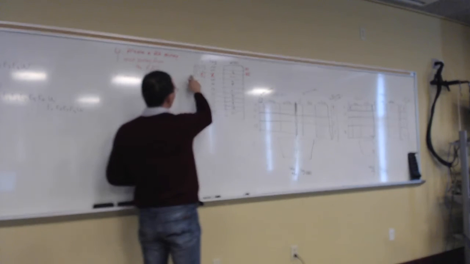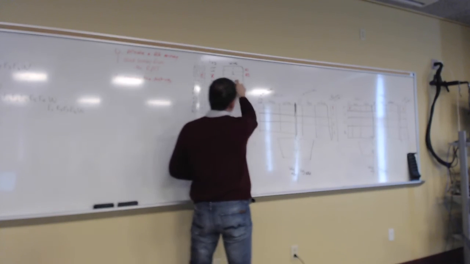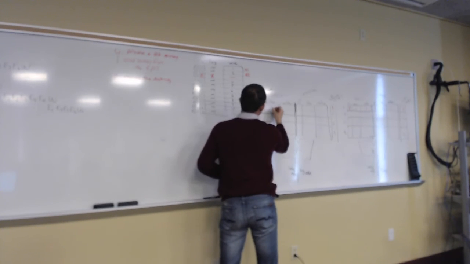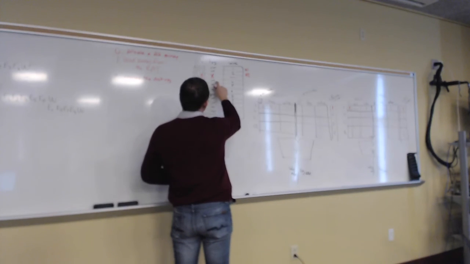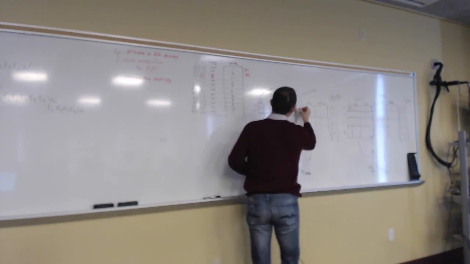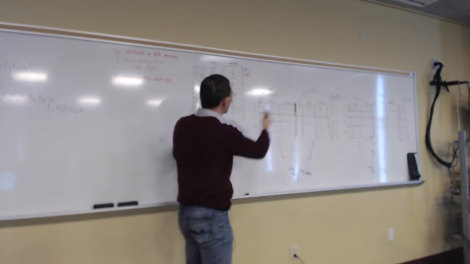Now let's take a look at R3 and R4. Well, R3 is invalid. Its tag is X. Its value is squiggly. Invalid, X, squiggly. R4 is valid. Tag is squiggly. Value is 4. Valid, squiggly, value is 4. So now we've got the sources.